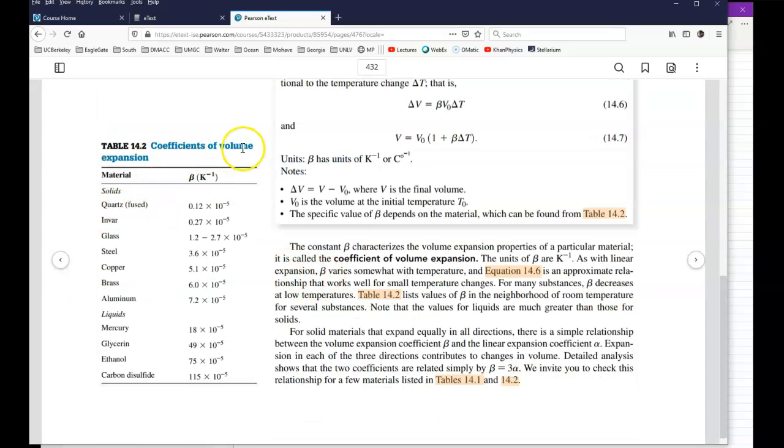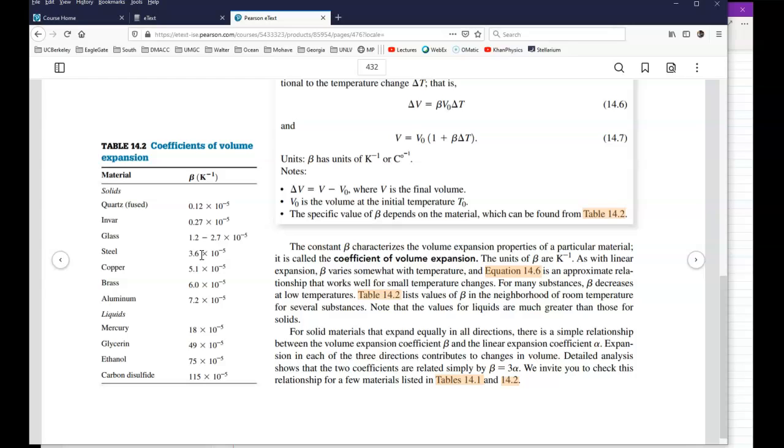Right here, the coefficient of volume. He doesn't put the area, I'm not sure why. But anyway, he calls it beta, and there they are. For example, look at the steel. This number right here, 3.6. Well, what is 3.6? The original for the linear is 1.2. When you multiply 1.2 by 3, you will get 3.6.